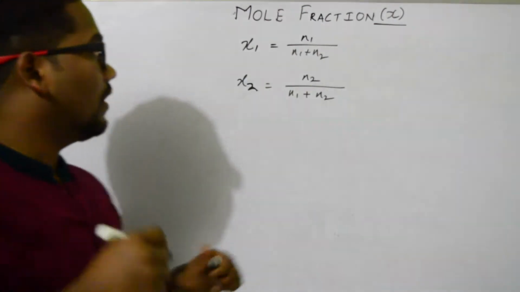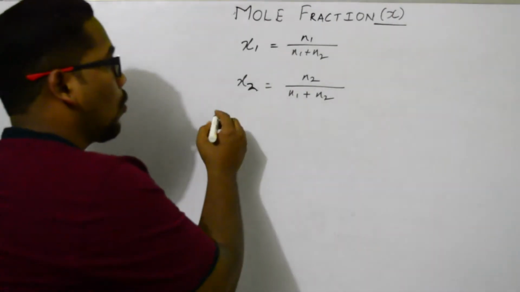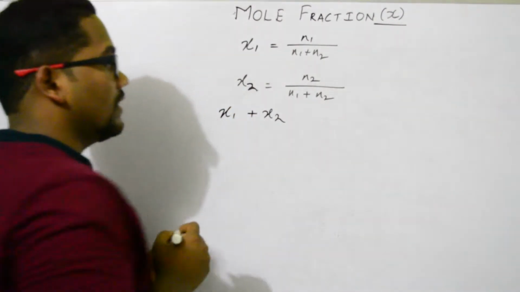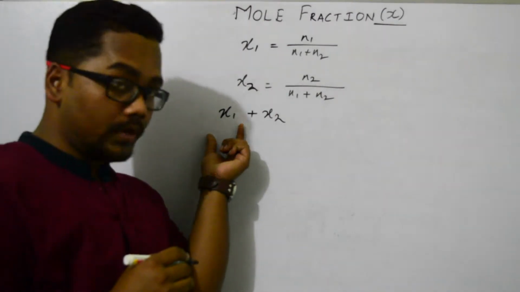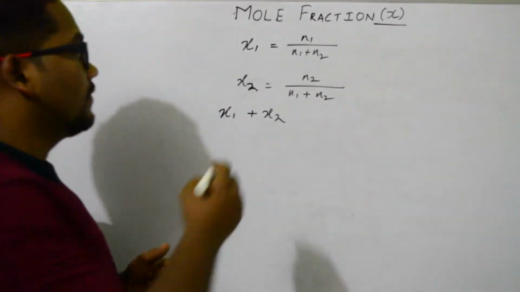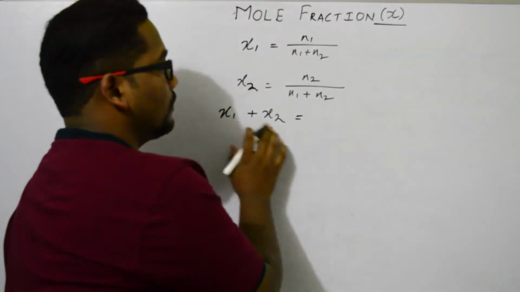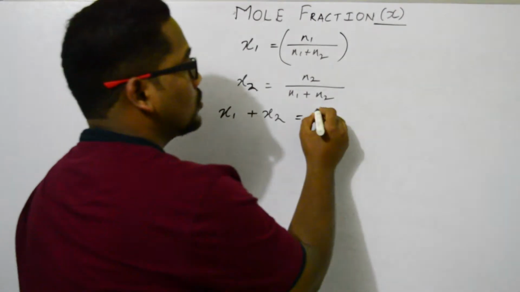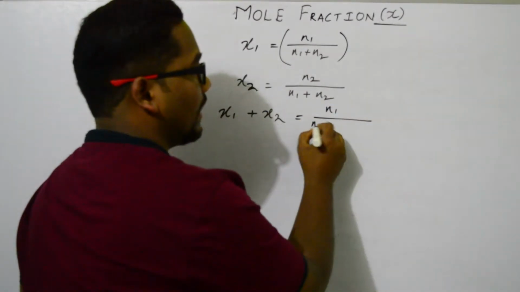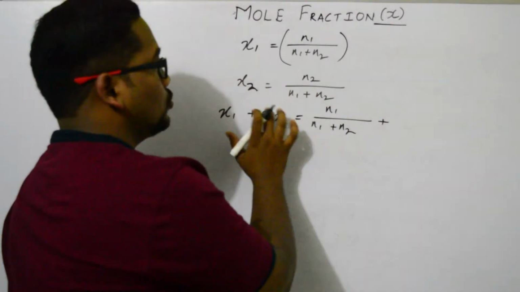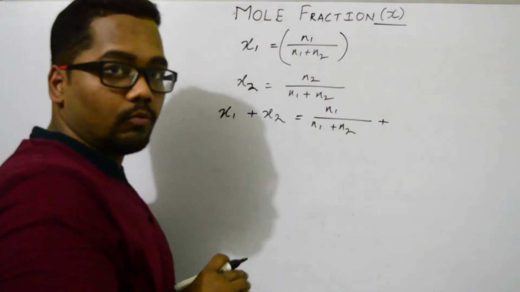But a very important question is asked: what will be the answer for x1 plus x2? If I take the mole fraction of solvent and add it to the mole fraction of solute, what value will I get? We'll simplify this equation. x1 plus x2. x1 is n1 divided by n1 plus n2, plus x2, which is n2 divided by n1 plus n2.